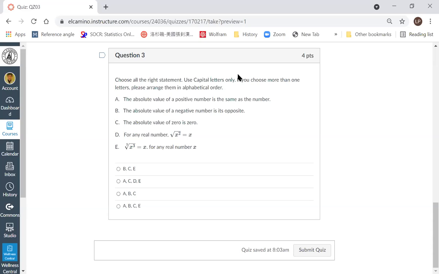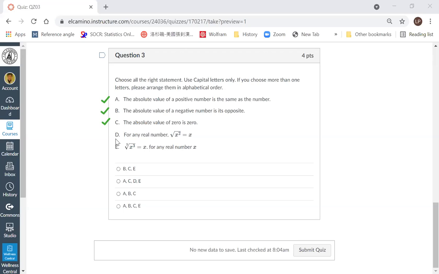So the first one is correct. The absolute value of a positive number is the same as the number. If you think about taking the absolute value of 1, 3, 5, all of these are positive numbers being taken absolute value, which we have addressed in that recording. So this first one is a correct one. Number B, the absolute value of a negative number is its opposite. So that's correct as well. And C, the absolute value of 0 is 0, right?